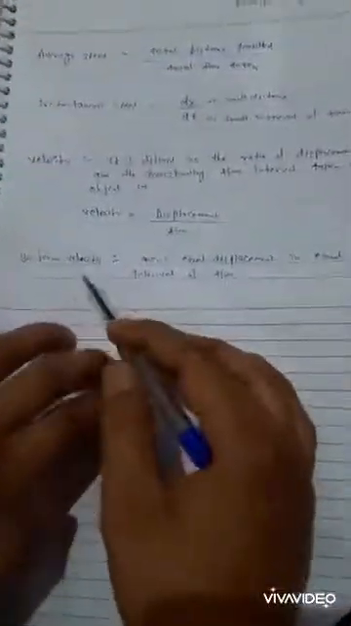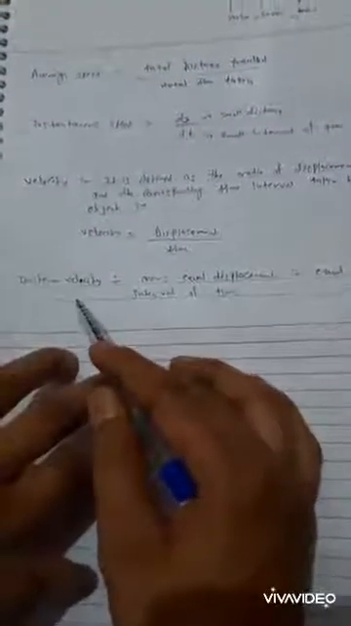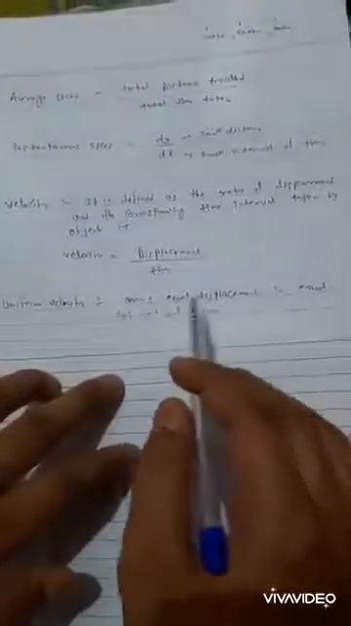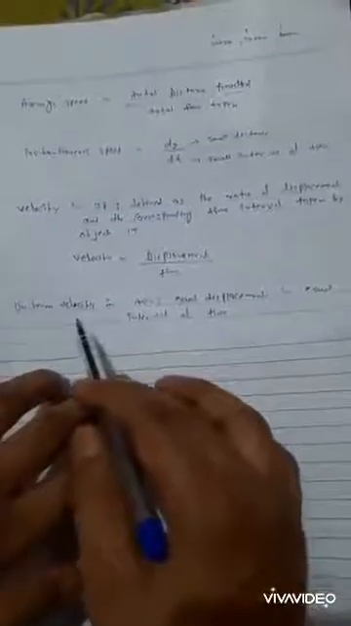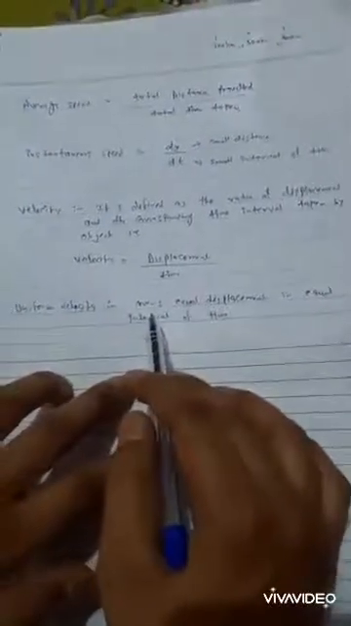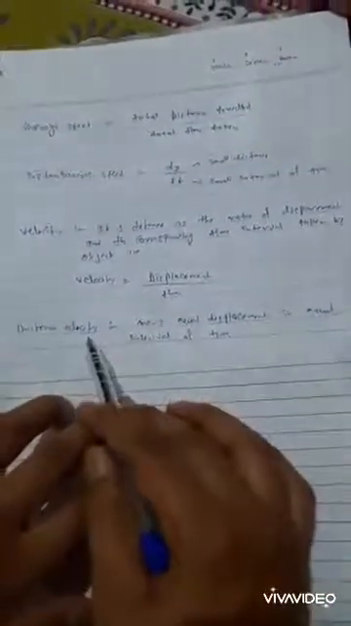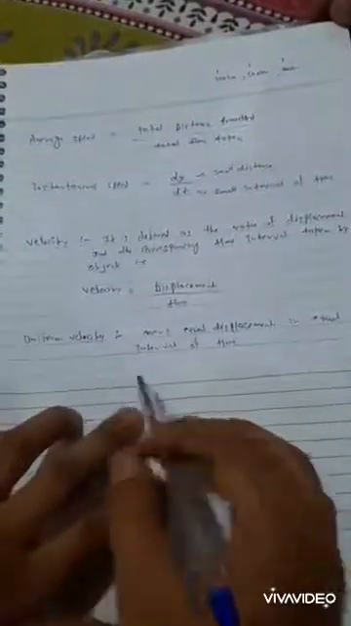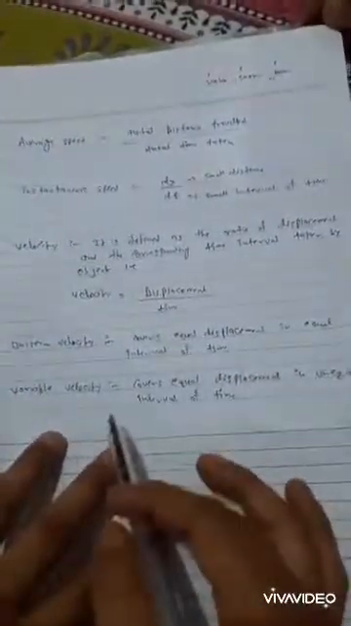Next is uniform velocity. Uniform velocity is the same as uniform speed, just the parameter changes. Like in uniform speed we have distance, and in uniform velocity we have displacement. So if an object is in motion and it covers equal displacement in equal intervals of time, that is known as uniform velocity. And we can take the example of the graph that we took in speed, uniform speed, and variable velocity is the same as variable speed.